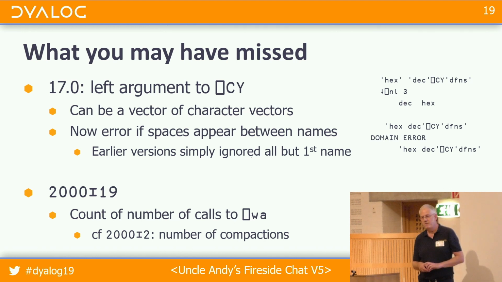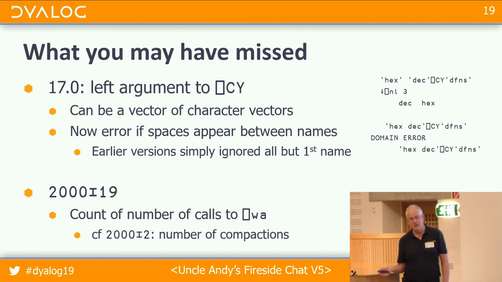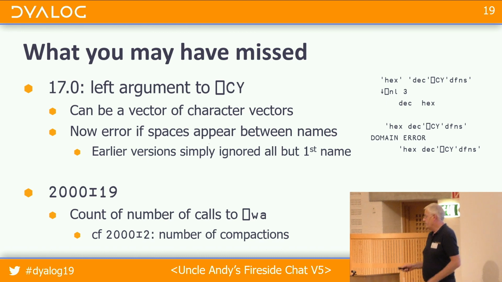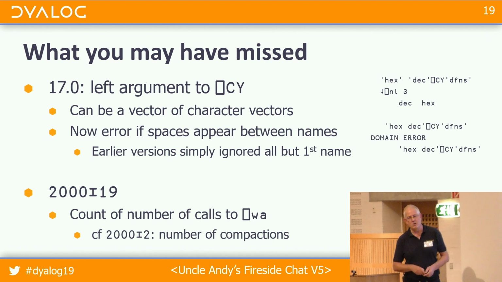It's a very, very heavy call, because you're going to squeeze all the arrays where possible. You're going to shuffle all the information up to the beginning of the workspace. That means all the pointers have to change, and then we free up some memory. So it's a very heavy operation, and you want to minimize the number of calls to quad WA. There may be reasons why you need them, but avoid it. So 2000 IBeam 19 tells you the number of times your code called quad WA, and the difference between 2000 IBeam 19 and 2000 IBeam 2 tells you how many times the interpreter has run a compaction. And again, you probably want to not let that go too high.